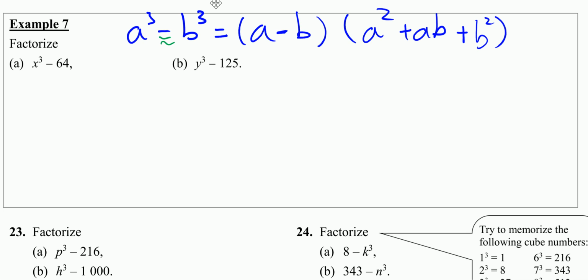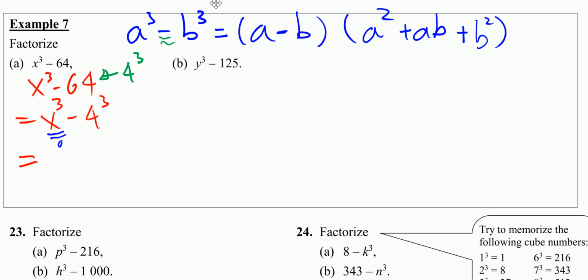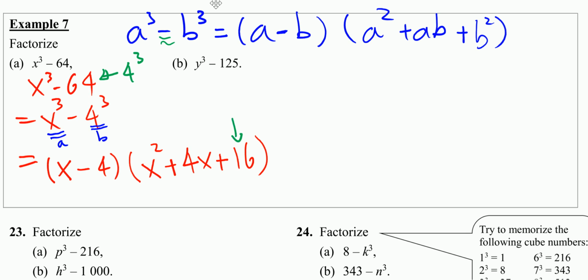And then if we know the format for part A, you know 64, that is equal to 4 cubed. Then we can just write in this form, and we try to put in x is equal to a and 4 is equal to b. Then you know you just write down all the answers for the sign: (x - 4) times (x squared plus 4x plus 4 squared), and 4 squared should be 16. So this is 4 squared. So you have the answer.